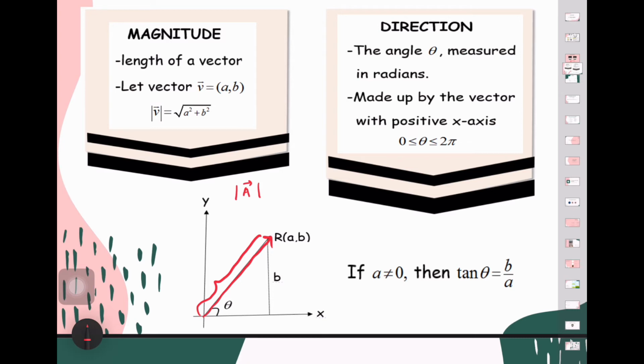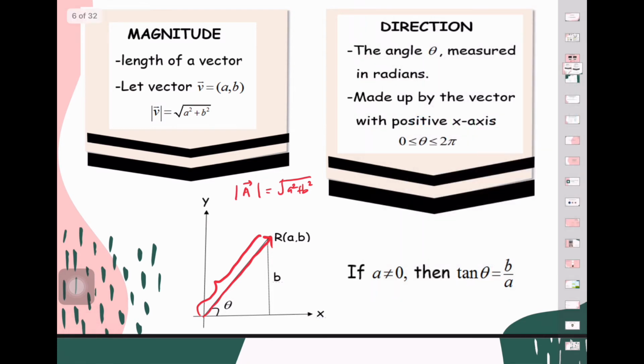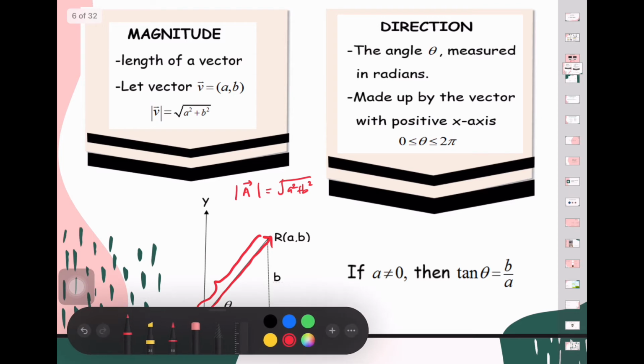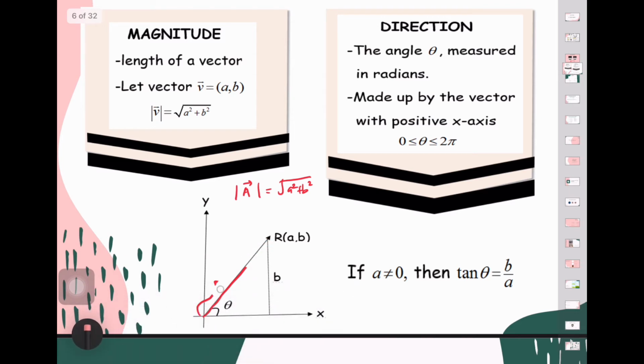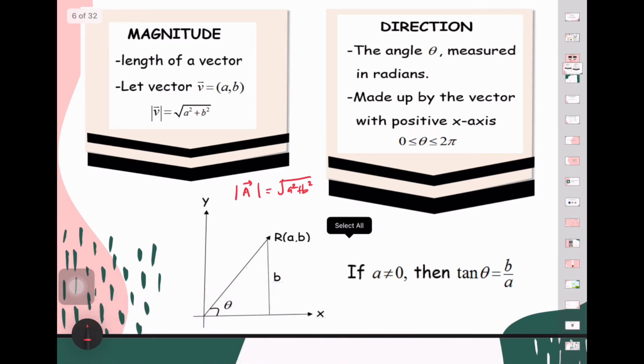Dan macam mana awak nak cari magnitude of vector? Formulanya adalah square root of a square plus b square. Okay, mana datang konsep ni? Dia sebenarnya datang daripada konsep teorem Pythagoras, kalau awak masih ingat. Okay, so if we have a right angle triangle, kita ada segitiga bersudut tegak. Okay, so you have a right angle triangle. Okay, this one is your vector.